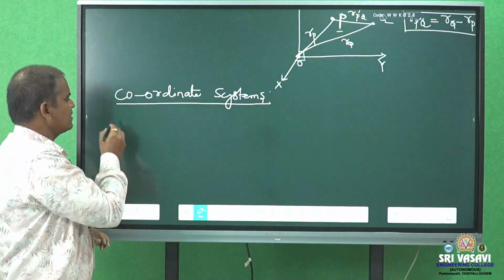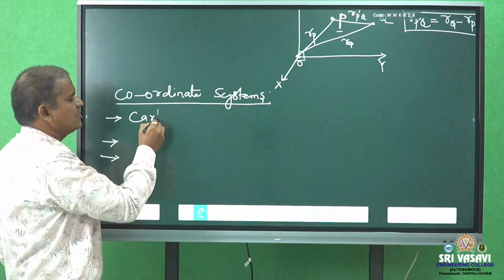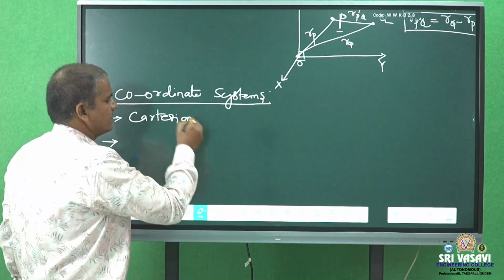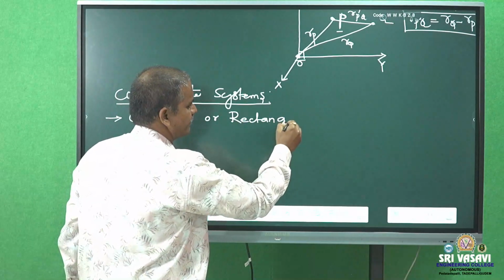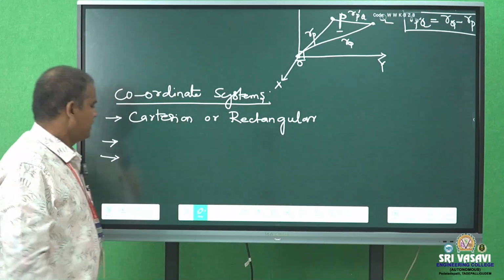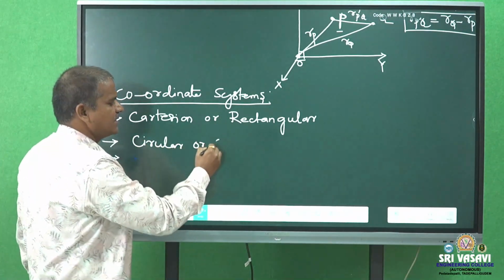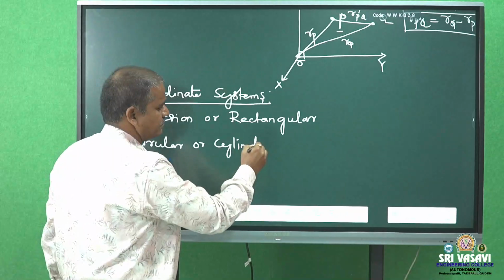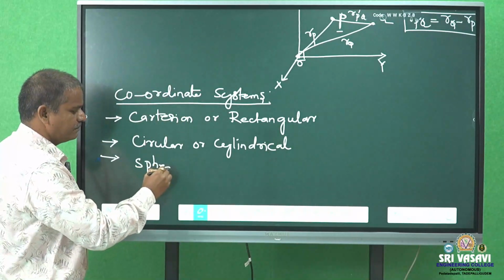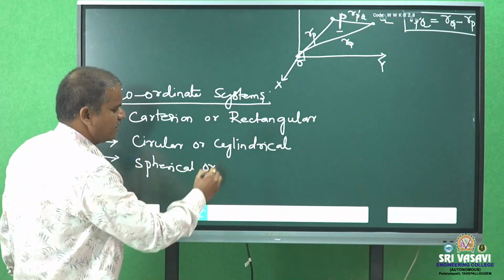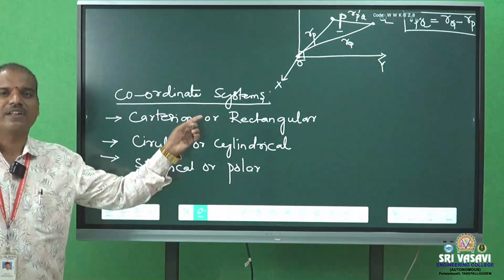So these coordinate systems are classified into 3 categories. Number 1, Cartesian coordinate system, or it is also called rectangular. Number 2, circular coordinate system. It is also called cylindrical. Number 3, spherical coordinate system, or it is also called polar coordinate system. So these are all the types of coordinate systems.